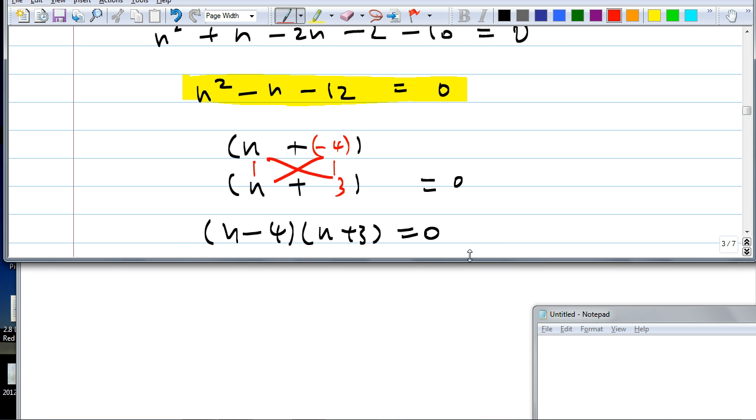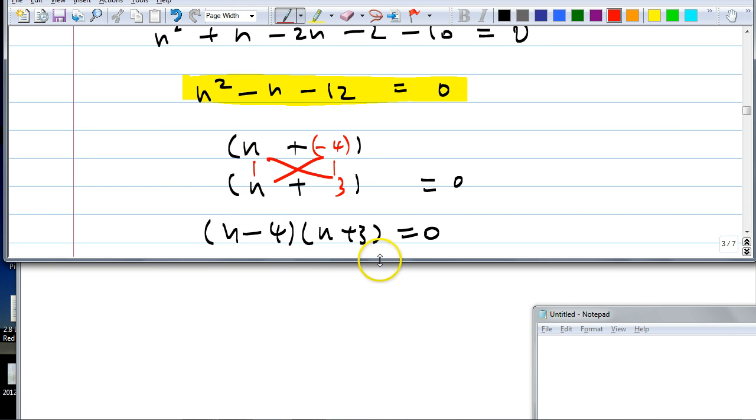Remember the zero product property. We got a product that equals 0. This is the key in terms of how we could figure out the answer. What is this telling us? There are two possible solutions for this, right? n must be either 4 or negative 3, because remember, we do a little side work.